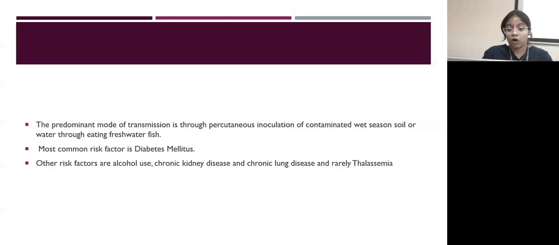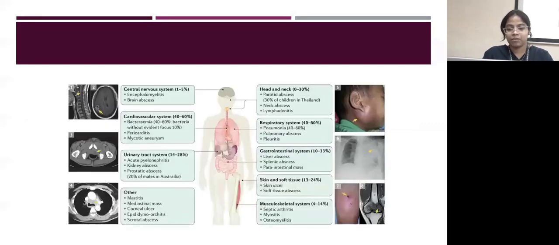And the most common risk factor is diabetes. It is rare to see melioidosis in a healthy individual, but in case of risk factors like diabetes, or if they have any alcohol use, chronic kidney disease, chronic lung disease, they usually have an increased risk of melioidosis. And in children, it is majorly associated with thalassemia also. However, it's very rare in adults.